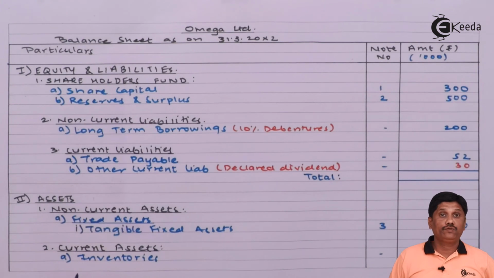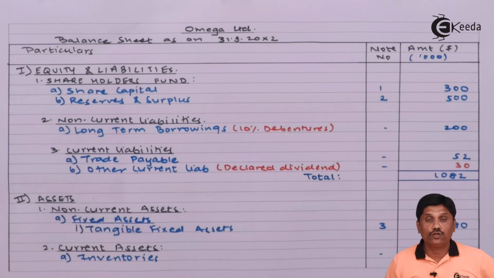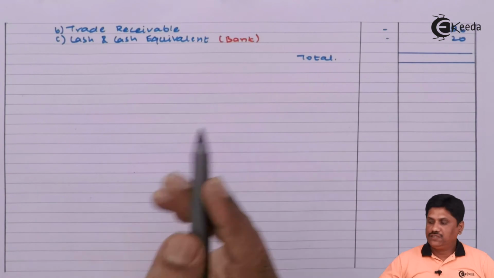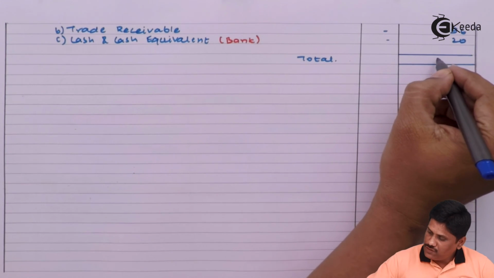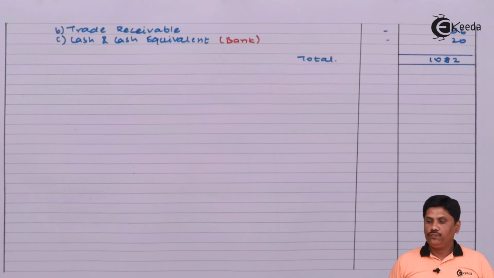And now it is time to close our balance sheet. Total of equity and liabilities 1082. Students, on the asset side also we have a total of 1082. So the balance sheet tallies as we know. Friends, we have solved this question entirely.